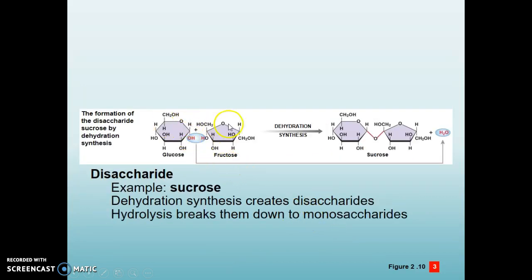So if we put two of them together, a monosaccharide and a monosaccharide, we will have a disaccharide. And this example is sucrose. Sucrose consists of 1 glucose and 1 fructose. They are joined together in a synthesis reaction, and of course it's dehydration synthesis where we have to pull out a water molecule. If you were to go in the other direction and break it down, it would be hydrolysis. Sucrose is table sugar.